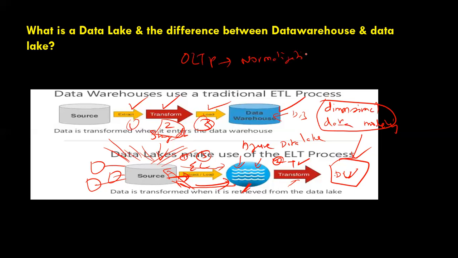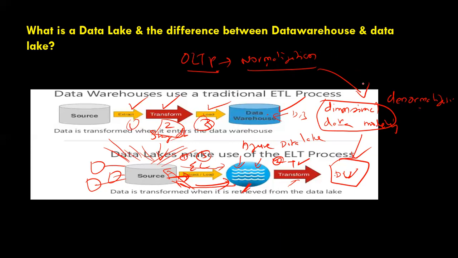When it comes to OLTP, last session we discussed normalization. We do the normalization. As a data analyst, you don't have to do normalization. But in the case of data warehouse, it's not OLTP normalization. Data warehouse uses dimensional data modeling, so it is also called denormalization. In the case of data warehouse, all the normalized tables, we denormalize them.